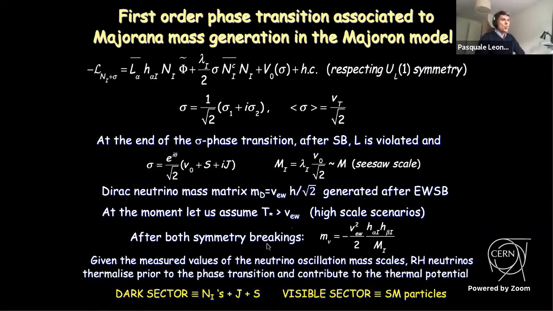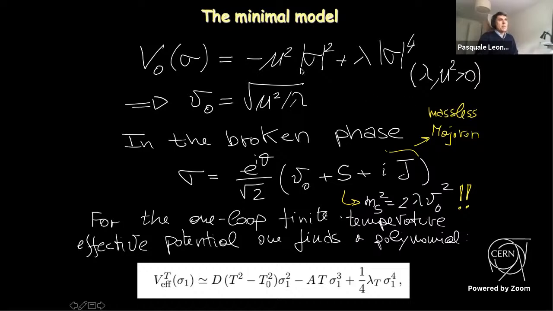So we have a situation where you have a dark sector given by the right-handed neutrinos and the Majoron, which is in this case a massless Goldstone boson, and then you have also a massive boson S. And then the visible sector, which in my case is given just by the Standard Model particles. In a minimal model, you start from a sombrero potential, then you break the U(1)_L symmetry and you have at the end a massless Majoron. You also have this massive boson S.